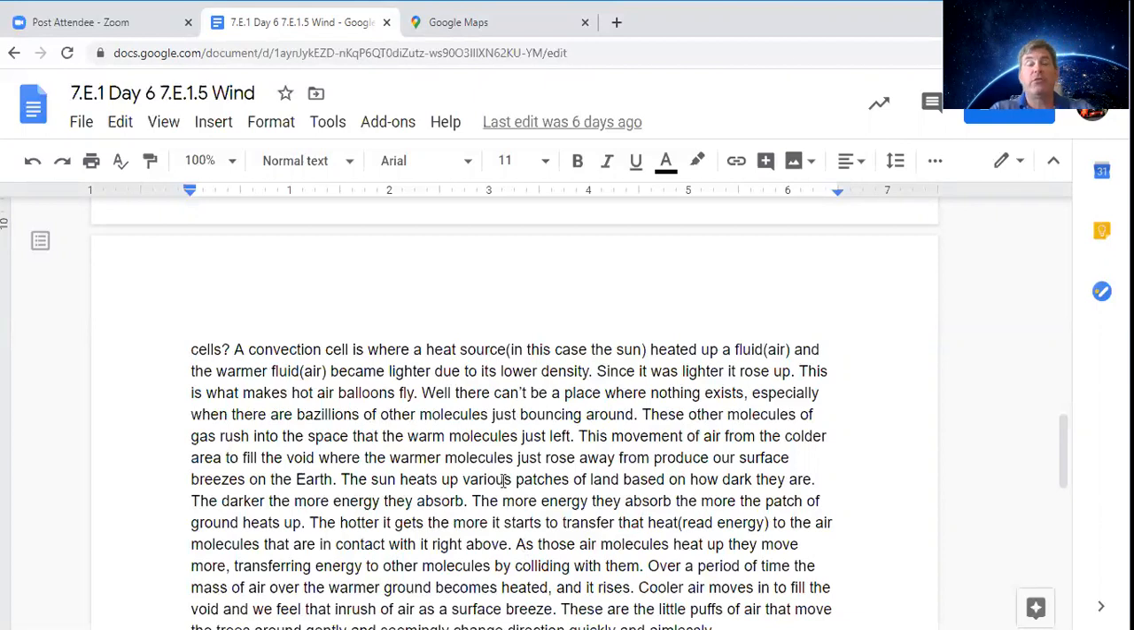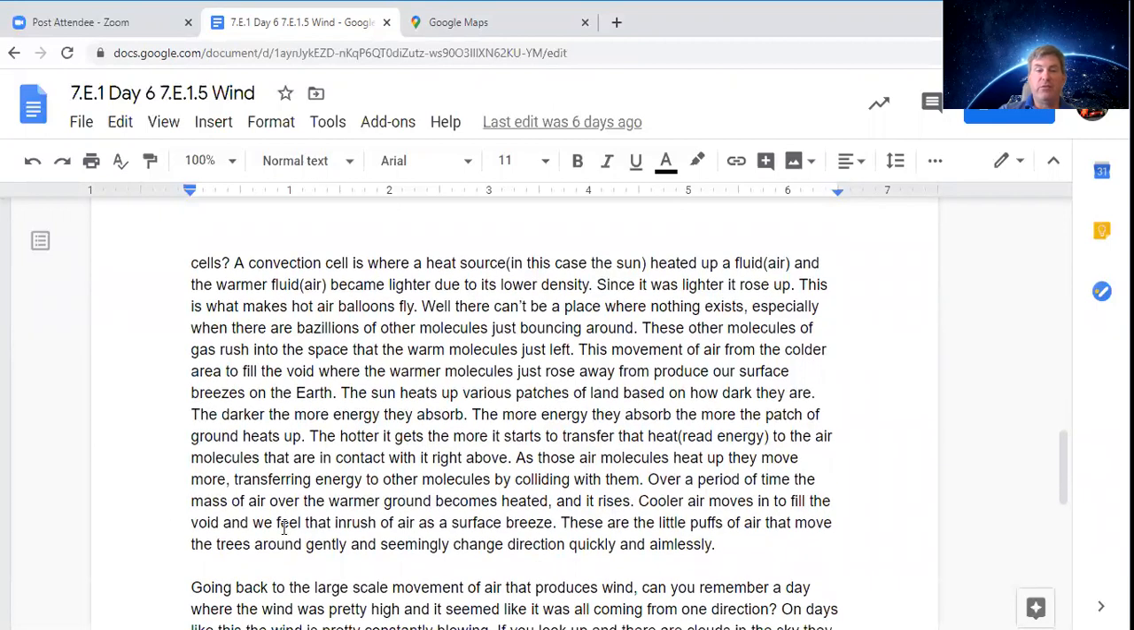So now, as you transfer that heat energy into the air from the ground where it's absorbed it from the sun, those air molecules heat up, they move more, and they transfer that energy to other molecules by colliding with them. They're like, oh, I got more energy. And then they run into somebody else and they go, oh, here's some of that energy I just got. Over a period of time, the mass of air over the warmer ground becomes heated and it rises.